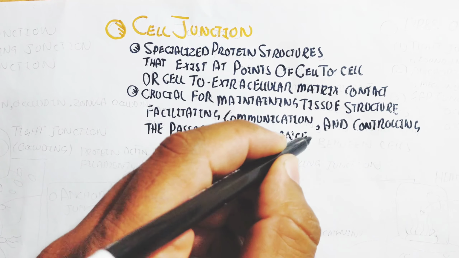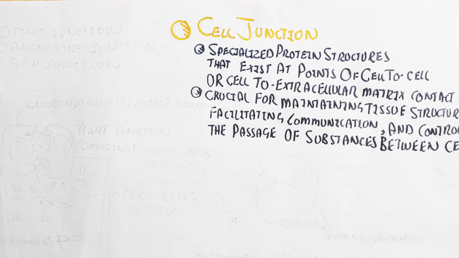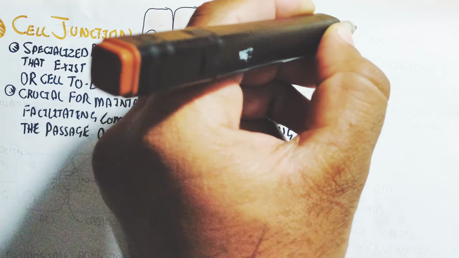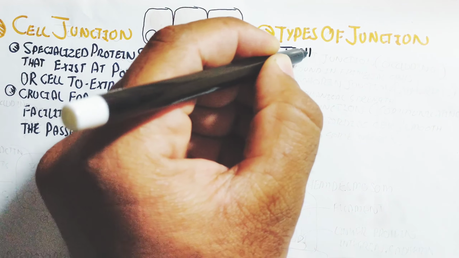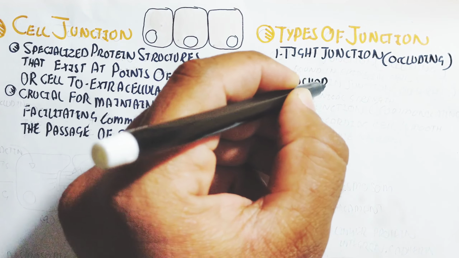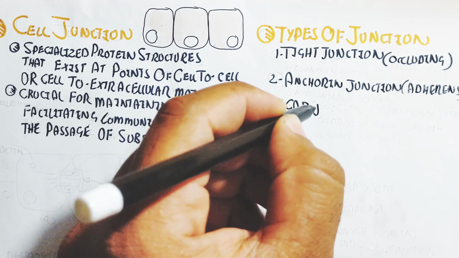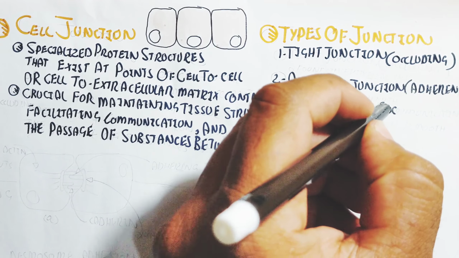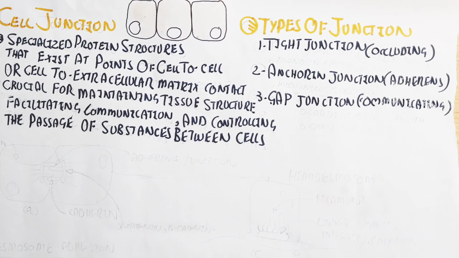So basically, the types of junction are three: the tight junction, the anchoring junction, and the gap junction. Let's understand about that. Basically, it is the cell-to-cell contact for the prevention of invasion of pathogens or commensals from the digestive system or on the skin. So the types of junction are the tight junction, the occluding junction, and the anchoring junction, basically the adherens junction, where adherens protein is present, and the gap junction, which is basically the communicating junction.